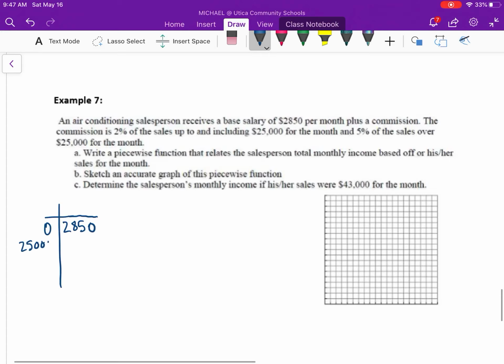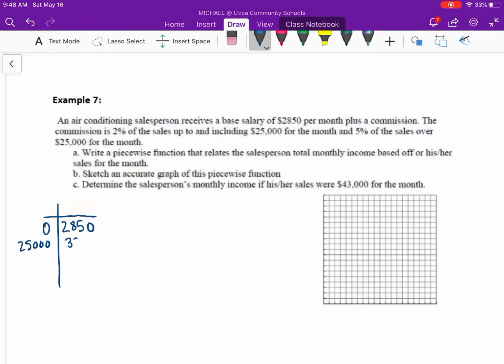If he sells $25,000 worth of anything, then he gets the $2,850 plus 2% of $25,000. And 2% of $25,000 is $500. So if I take the $2,850 and add $500, he now gets $3,350.